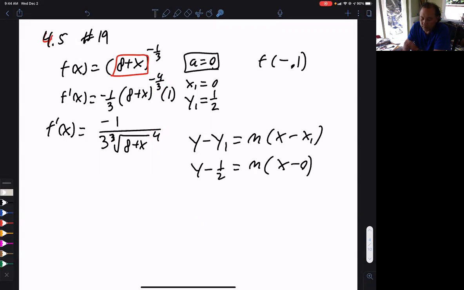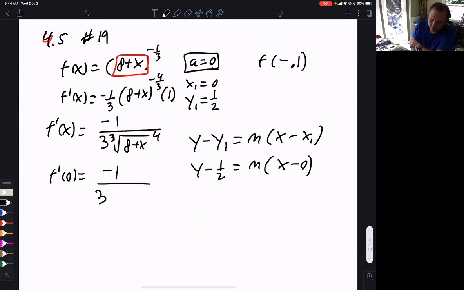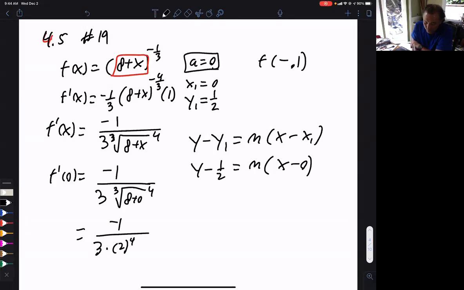Now, where do we want the slope? We want the slope at the point of tangency. So what do we plug in, 0 or 1/2? Well, we have x, we plug in 0. So f prime at 0 will be negative 1 over 3 times the cube root of 8 plus 0 to the 4th power. What is the cube root of 8? That's going to be 2 to the 4th. 2 to the 4th, what is that? 2, 4, 16. 16 times 3, I think it's 48. Crazy. So that's my slope.